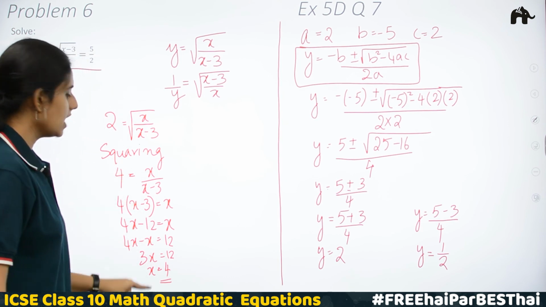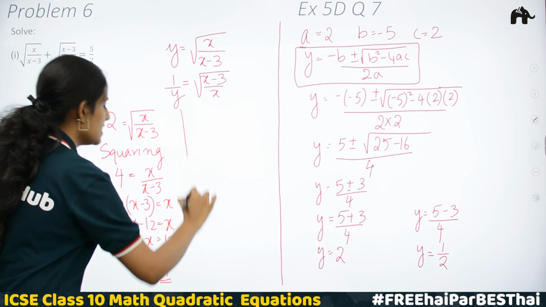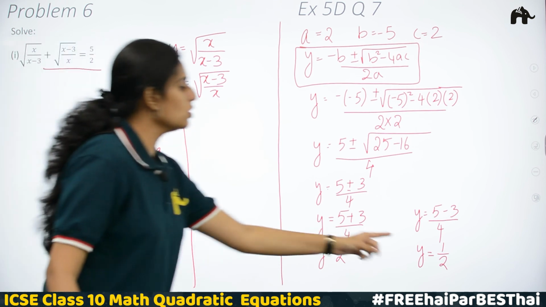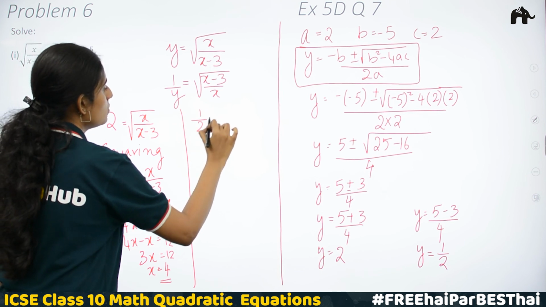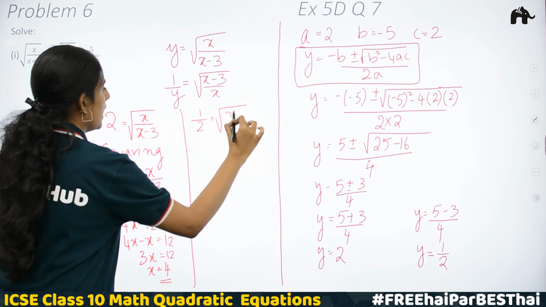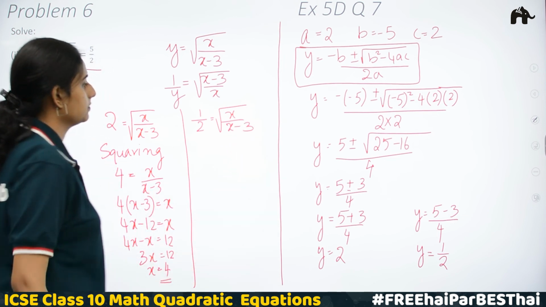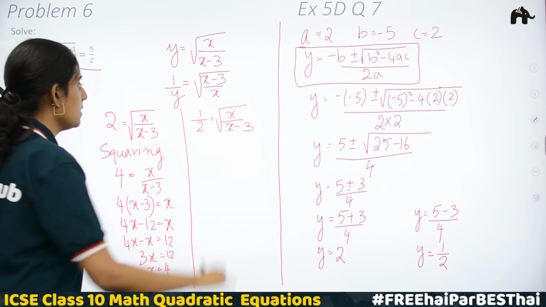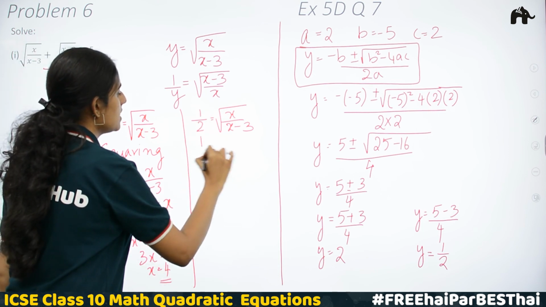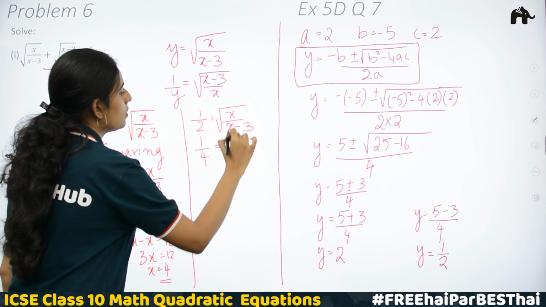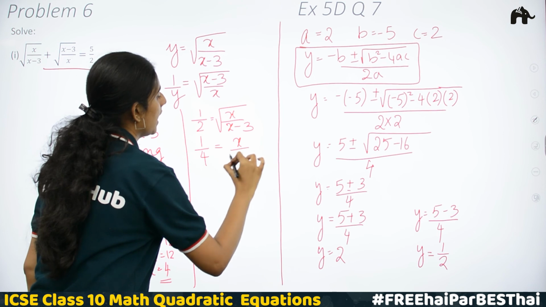We got one value of x, which is 4. Now to get the second value, we have to substitute y is equal to 1 by 2. 1 by 2 is equal to root of x by x minus 3. Same steps. First, squaring. 1 by 2 square is 1 by 4 is equal to root of x by x minus 3 whole square, which becomes x by x minus 3.